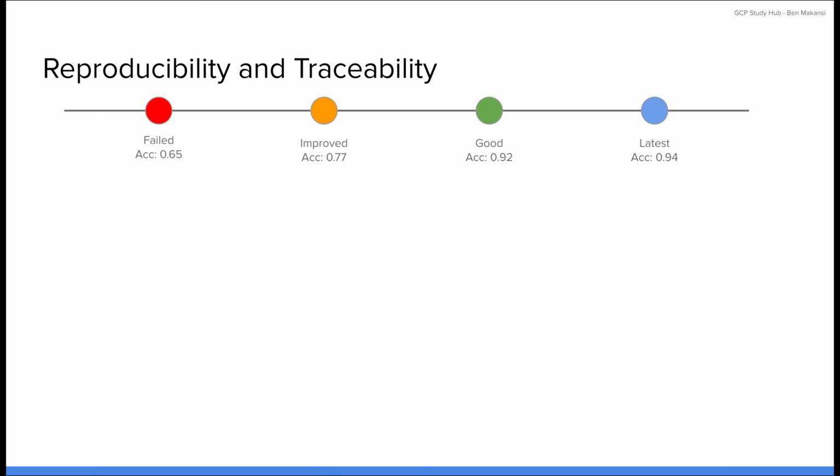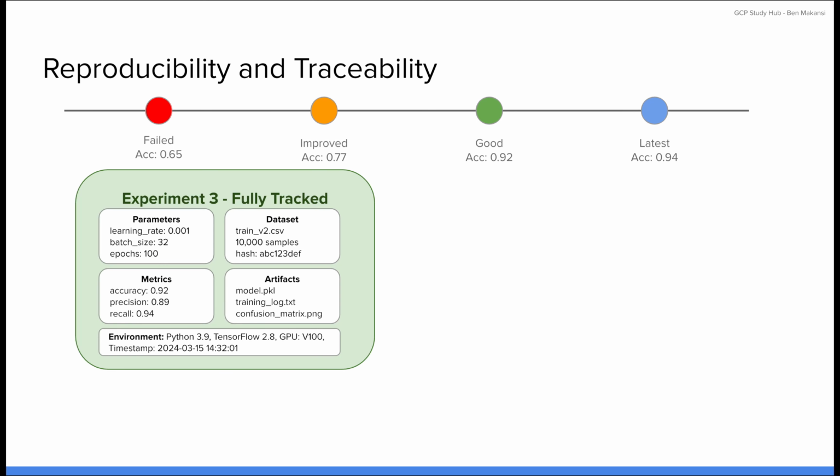So toward the top, we have a timeline of training runs. We have a first run that did not perform well. The accuracy was just 0.65. Later runs improved, and the third one showed an accuracy of 0.92, and then the last experiment here reached an accuracy of 0.94. Now, because of Vertex AI Experiments, Experiment 3 has been fully tracked. So have all the others, but let's just look at Experiment 3 as an example.